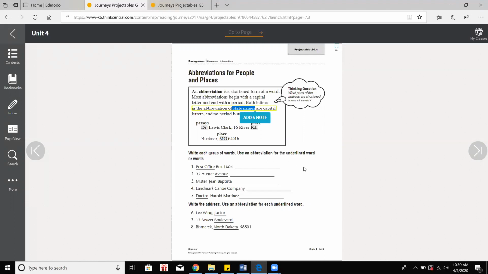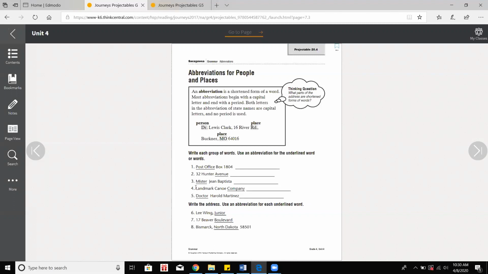So we have in here other examples. First one, if you have in there a pen and a paper, or mentally even you can do this, then you answer with me. The first example right here is Post Office Box 1804. So what is the abbreviation for post office? Just think about it. You can write it down or you can just mentally answer the example right here. Number two, you have 32 Hunter Avenue. What is the abbreviation for avenue?